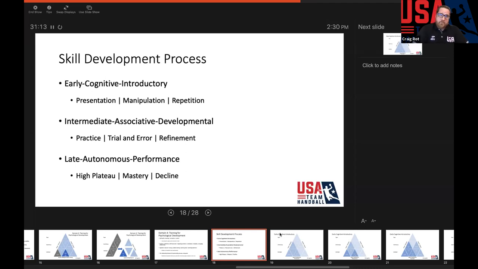sub parts of this. When you introduce a task, a new technical skill, there's the presentation stage. That's your job as a coach. It's your job as a player to watch. But then there's the manipulation phase. And it's important to know the middle phase of each of the phases, or the middle micro phase of each of the phases, is up to the player. The coach cannot touch that space.